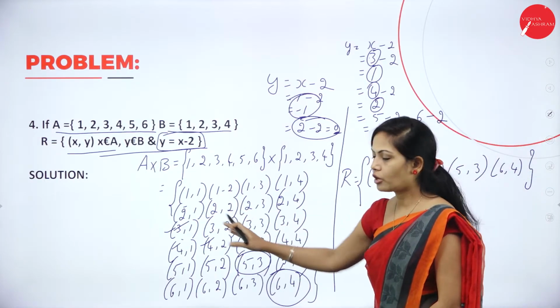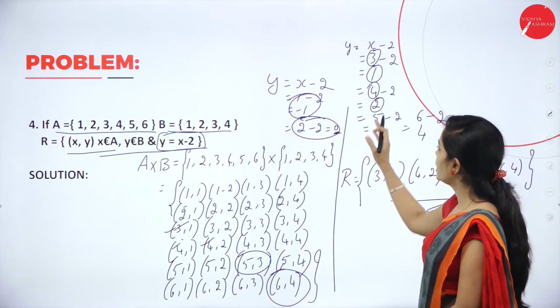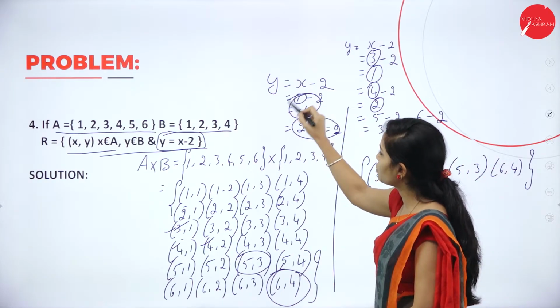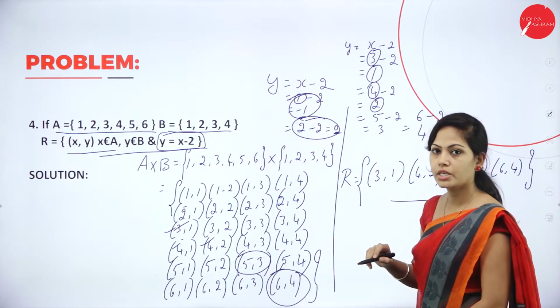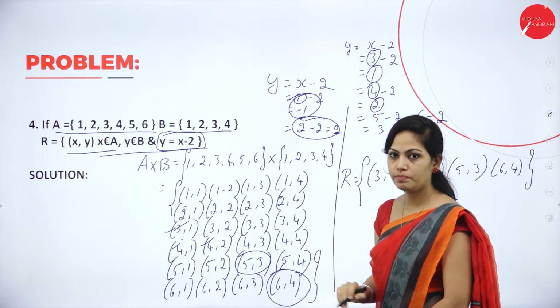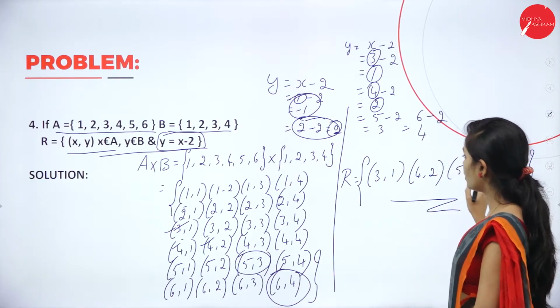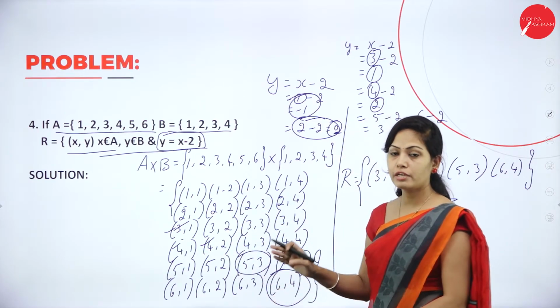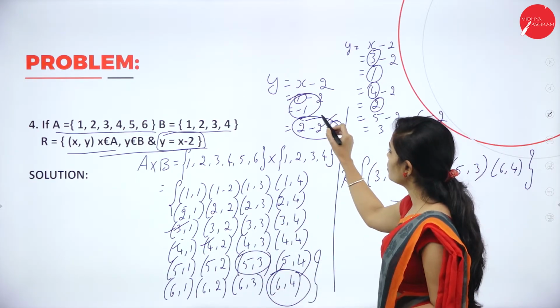First find A cross B, the Cartesian product. Then substitute the value of x. If you substitute x is equal to 1, you will get a negative value. So all the values should be positive. Then if you substitute 2, you will get 0. So here there is no 0 value in our ordered pairs. So this is also wrong.